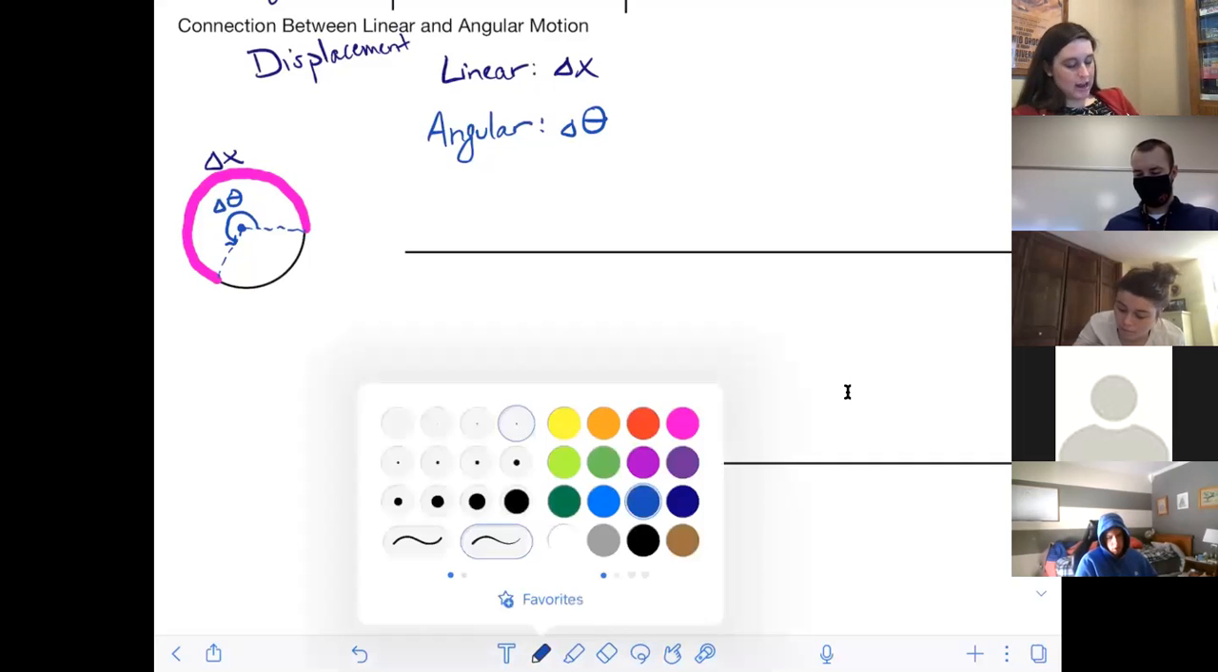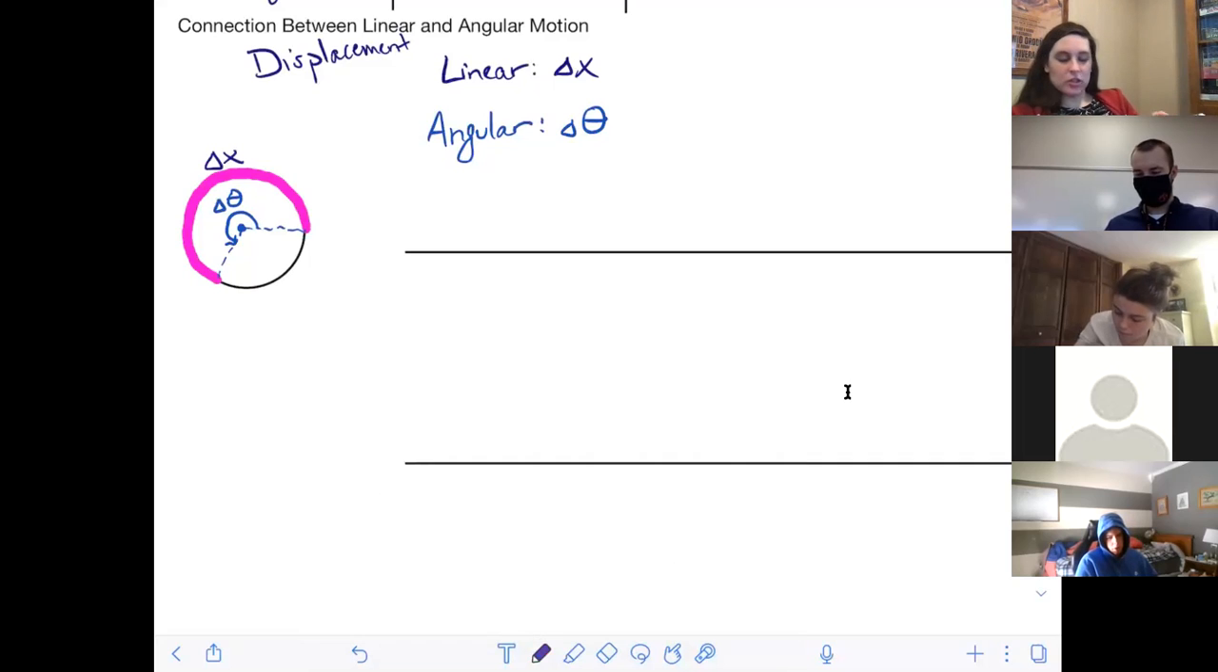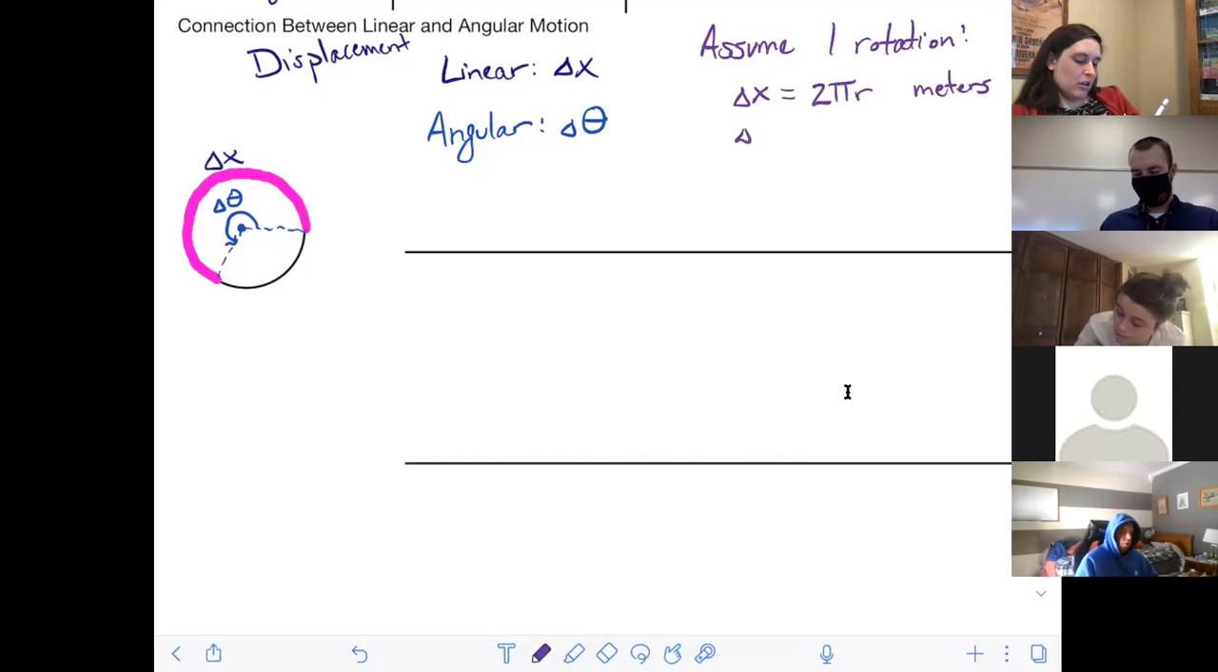And we're going to draw that connection by thinking about what happens during one rotation. So let's assume one rotation. If we go through one rotation, then we know the arc length, so our linear displacement will be the circumference of the circle. It's going to be 2 pi r meters. And the angle that we will sweep through, so our angular displacement, is going to be 2 pi radians.